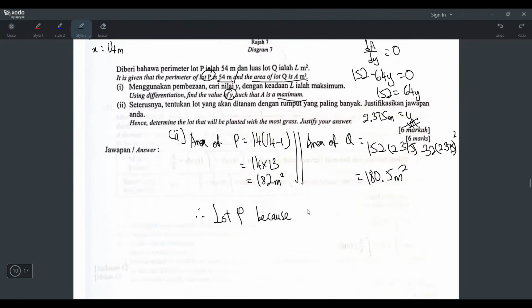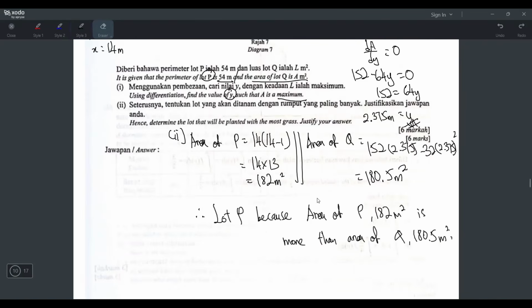So I can write area of P, 182 meter square, is higher, or is more than area of Q, which is 180.5 meter square. Yeah, I think I'll just write like that for the reason, for the justification. So lot P will be planted with more grass because area of P, 182, is more than the area of Q, 180.5. Okay, that's all.